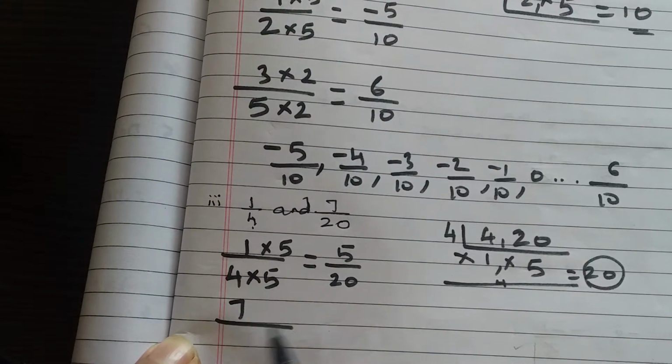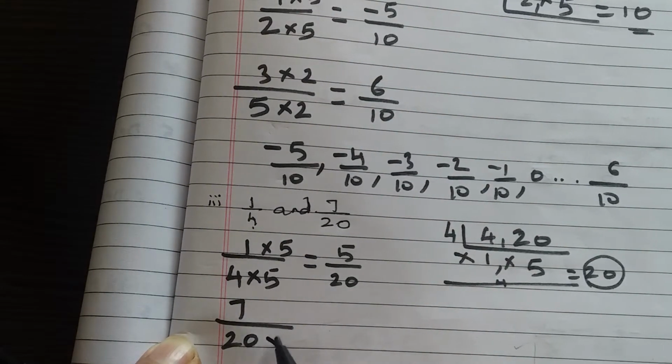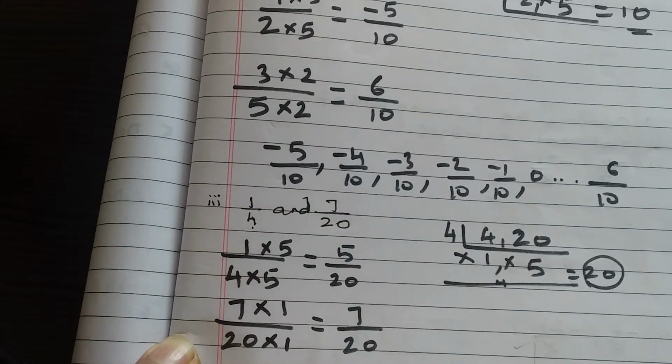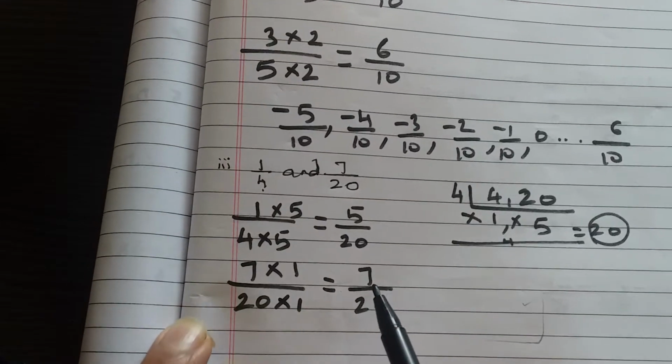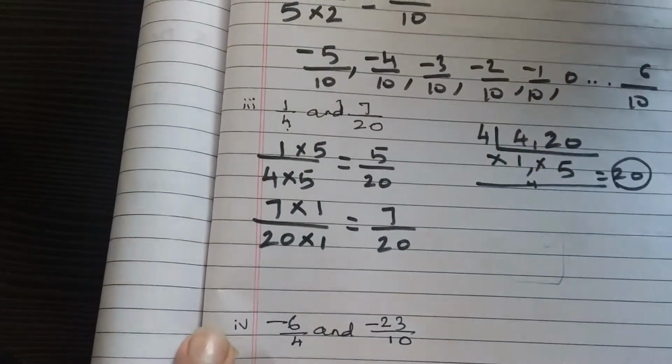The second number is 7 by 20. The same 20 is what we want. So to keep 20 as it is, 20 into what gives 20? Into 1. When you multiply by 1, we get the same number. There is no change in the second number because we already have the common denominator, the LCM 20 itself. So we multiply by 1.